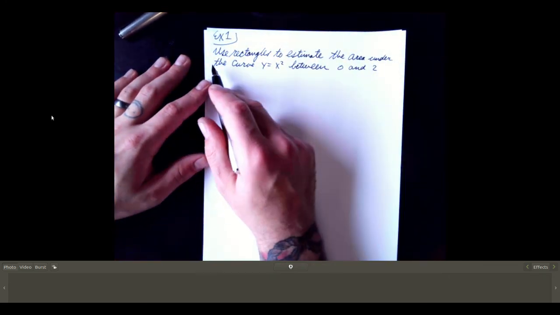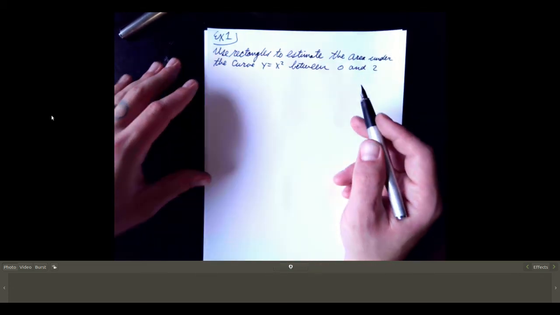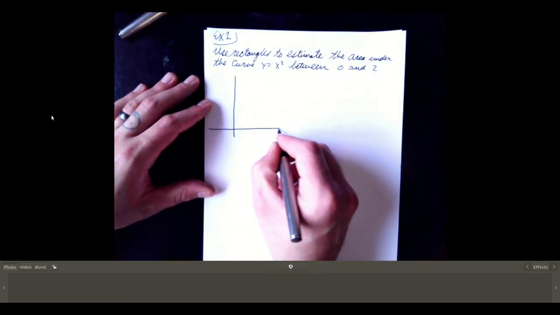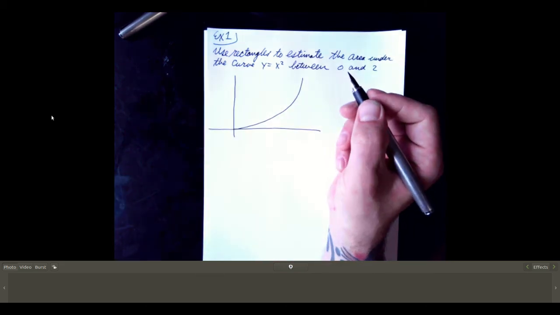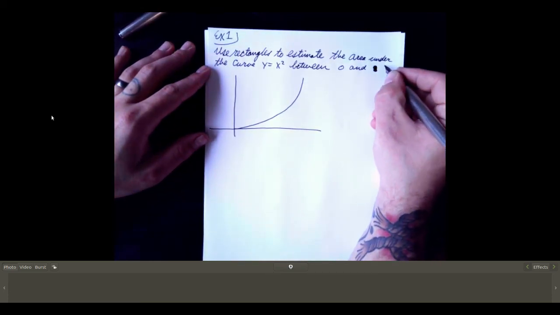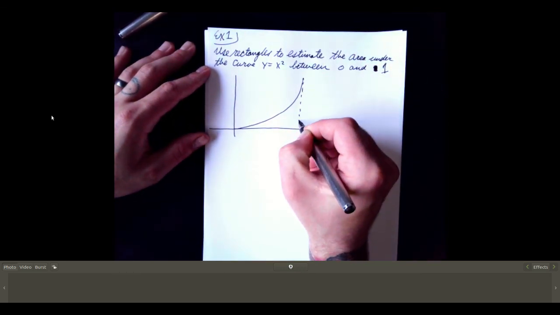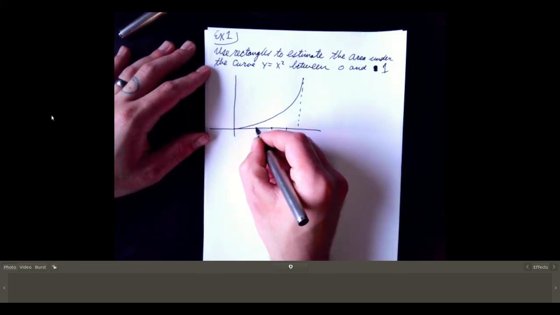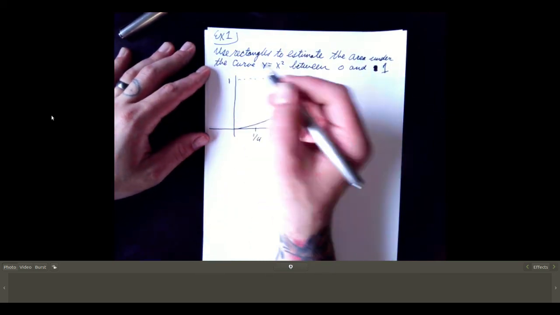So example 1. We want to use rectangles to estimate the area under the curve y is equal to x squared between 0 and 2. So let's get a graph. Between 0 and 2. I'm sorry, I meant to write between 0 and 1. Okay. So, here's 1, here's 1/2, here's 3/4, here's 1/4, and this is a height of 1.